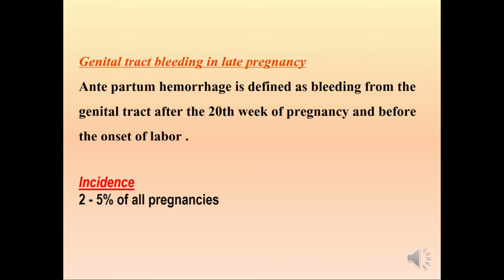Antepartum hemorrhage is defined as bleeding from the genital tract after 20 weeks of pregnancy and before the onset of labor. Incidence is about 2 to 5% of all pregnancies.